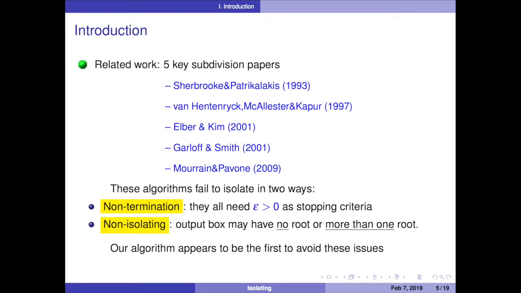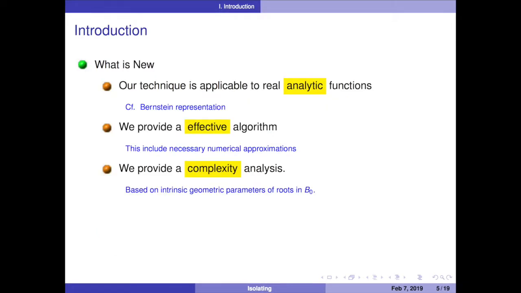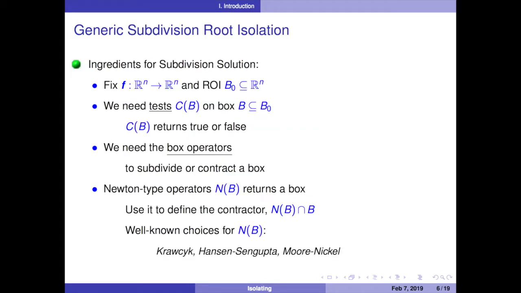Because somehow, if you design a subdivision algorithm, in some sense, you already have most of the things done already. I can't guarantee it's automatic, but I believe it's usually not that difficult to make it fully effective, actually something that you can implement and guarantee that it will be correct. Okay, what is new? So our technique is applicable to analytic functions. So anything like Bernstein representation, that's polynomial. Ours is effective, that means you actually can implement it. We have complexity analysis based on intrinsic geometry of the roots.